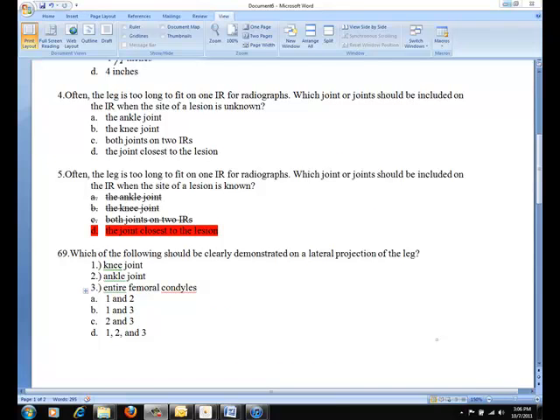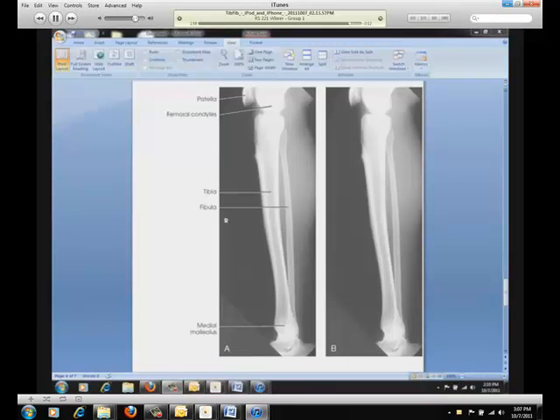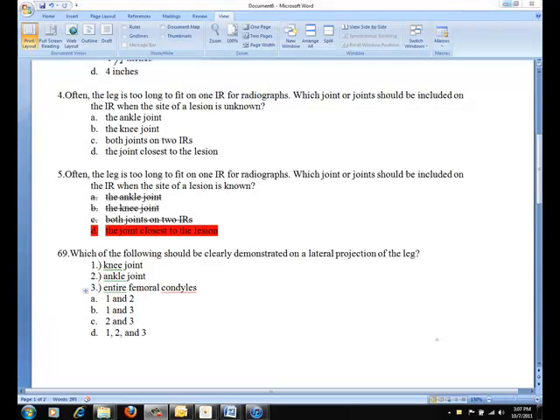And finally, let's do just one last question. Which of the following should clearly be demonstrated on a lateral projection of the leg? The knee joint? The ankle joint? The entire femoral condyles? Maybe some of both. Let's see what I had to say. When evaluating your lateral projection, you should be able to visualize both the ankle and the knee joints. Well, there you have it. The ankle and the knee joint. The answer A, both 1 and 2, is the most correct answer.